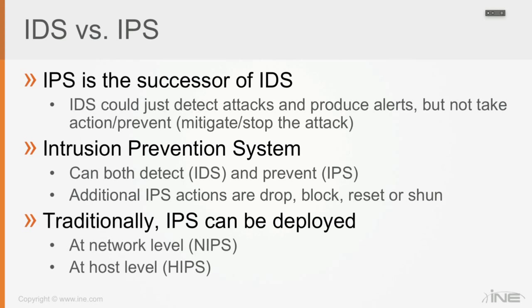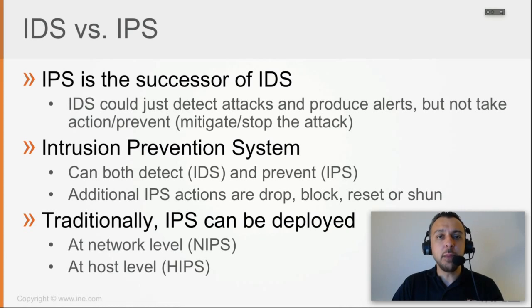Now, traditionally speaking, IPS can be deployed in two different places in the network. So at network level, called a NIPS, network IPS, or at host level, called a HIPS, host IPS. Now, we're going to speak in here about network IPS, not about host IPS. Cisco doesn't have a product for host IPS anymore. And even so, nowadays the IPS at the host level is actually functionality which is built into other security solutions.